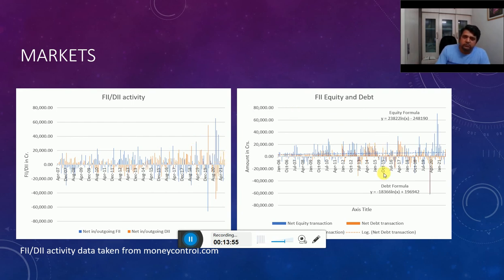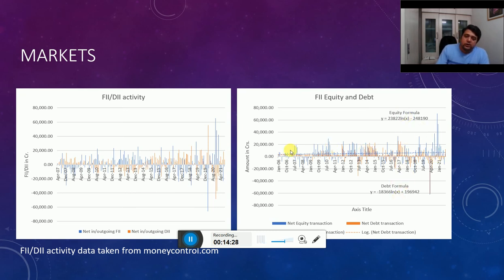This is about the FII activity in the equity and debt market. All this activity of the FII, on which side is it happening, in debt or in equity? Let's see that. In this case you can see the blue is the equity transactions, the red is the debt transactions. Then there is a trend line for equity in blue, and a trend line for debt in red. You can hardly see that line, I'm sorry for that.